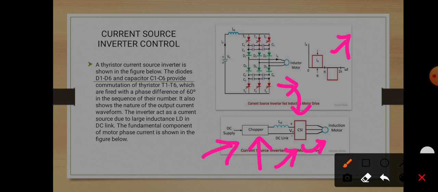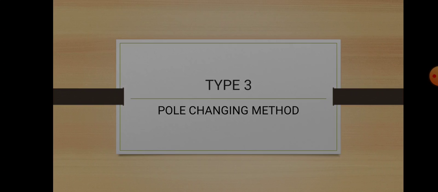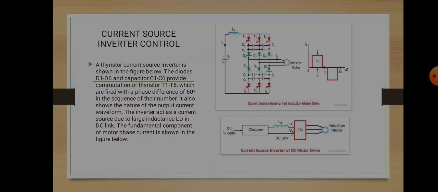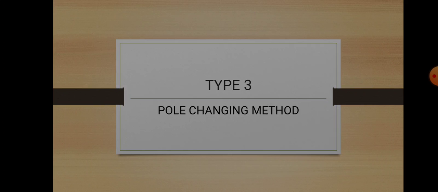The inverter acts as a current source because it has a large inductance in the DC link. So it has a large inductance in the DC link, and hence it acts as a current source inverter. The fundamental component of the motor phase current is shown in the figure below. So this is how the speed of the induction motor is controlled with the help of a current source inverter.